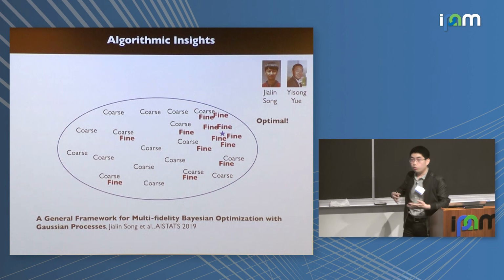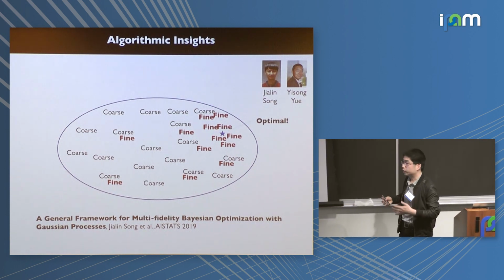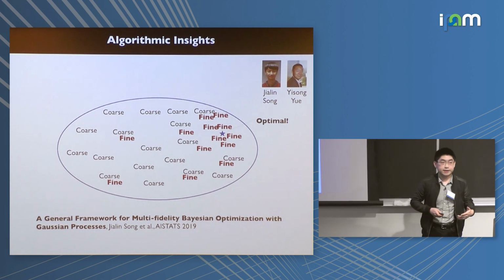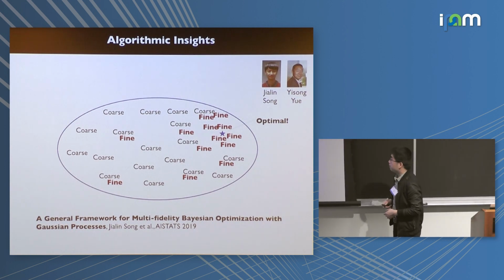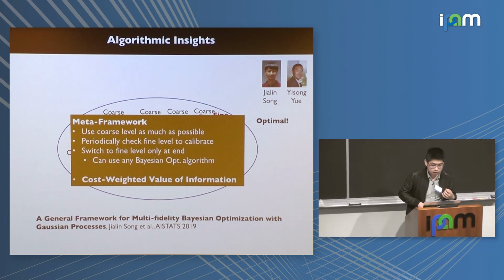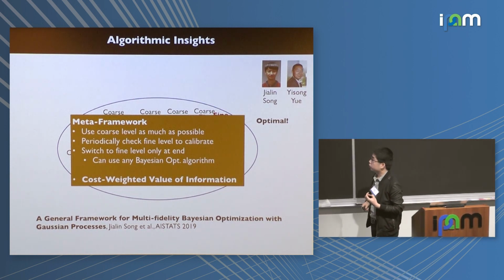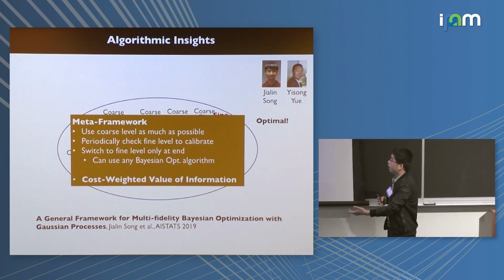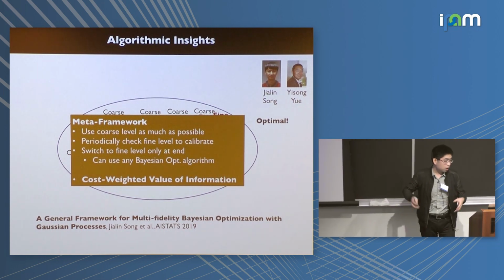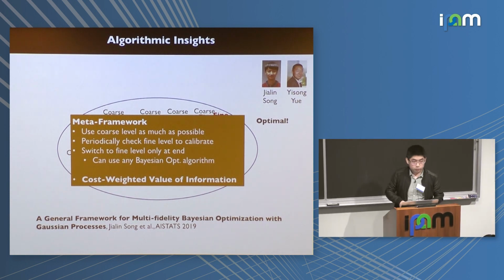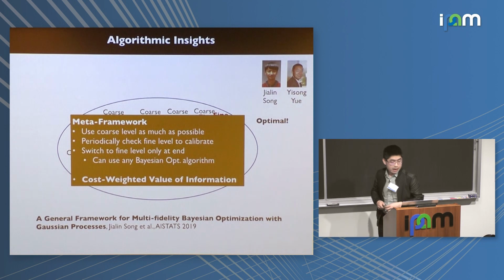But when we actually run the algorithm, it's more complicated. We need to decide when to switch to the highest fidelity to make sure we have a pretty simple guarantee for the convergence rate. But that's basically the storyline here. So we have a meta framework where we use the coarse level to get some preliminary information, to do a calibration and to drive down a large fraction of the uncertainty region, and then we switch to fine-grained estimation at the end.